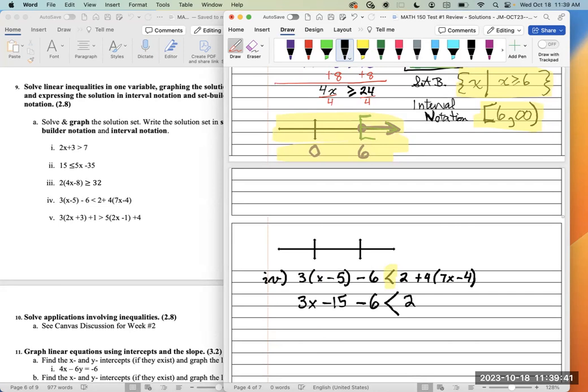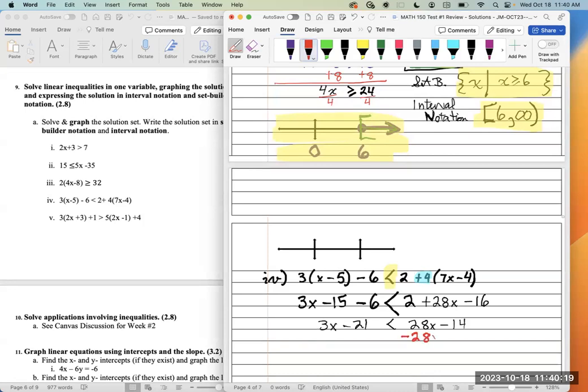On the right side, I have 2 plus, and this plus goes with the 4. So I am multiplying positive 4 times positive 7, and I get a positive 28. That's all multiplied by x. And then positive 4 times negative 4 is negative 16. Simplify each side further. The left becomes 3x minus 21. The right side is 28x minus 14. I can do whatever I want to both sides.